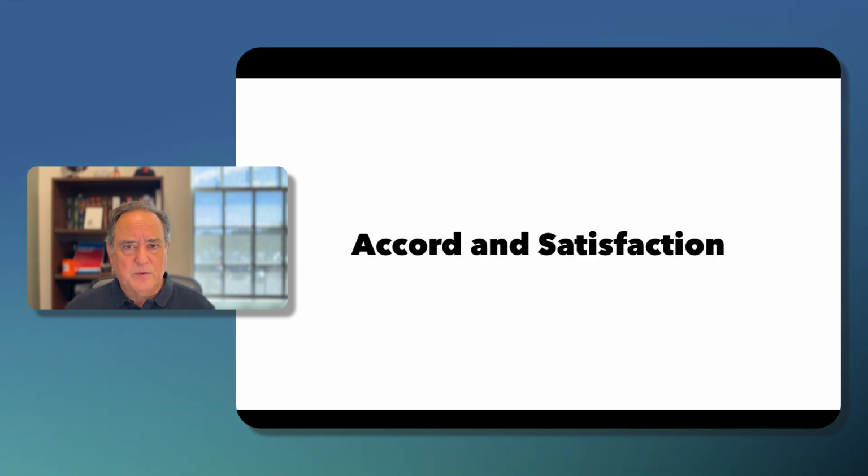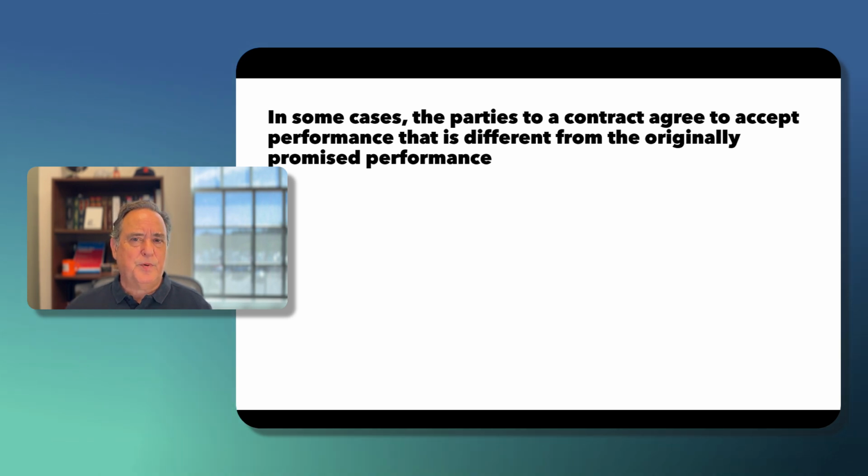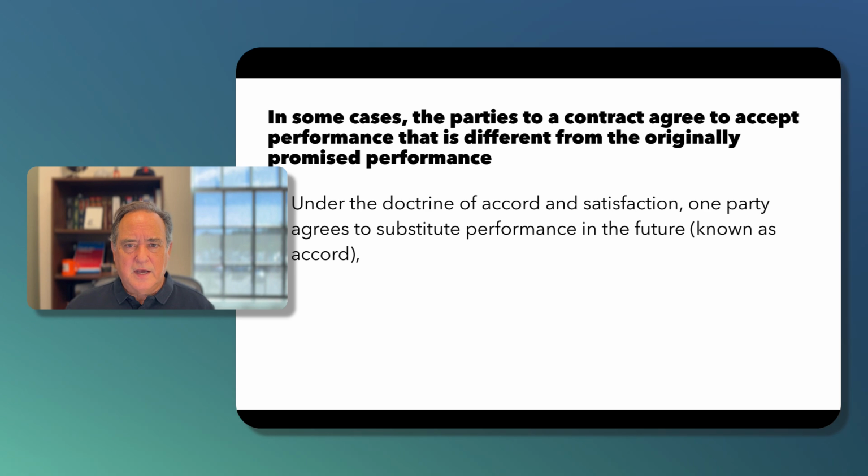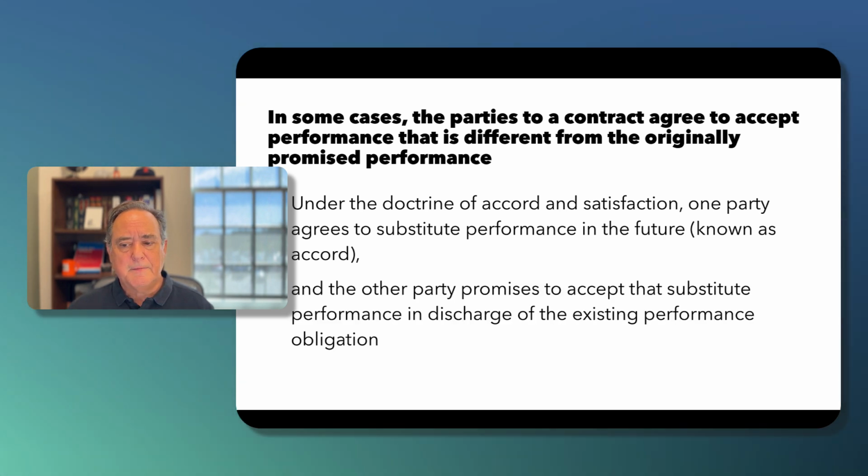Now, the second way in which parties can satisfy their obligations is called an accord and satisfaction. In some cases, the parties to a contract agree to accept performance that is different from the originally promised performance. Under the doctrine of accord and satisfaction, one party agrees to substitute performance in the future, known as an accord, and the other party promises to accept substitute performance in discharge of the existing performance obligation.